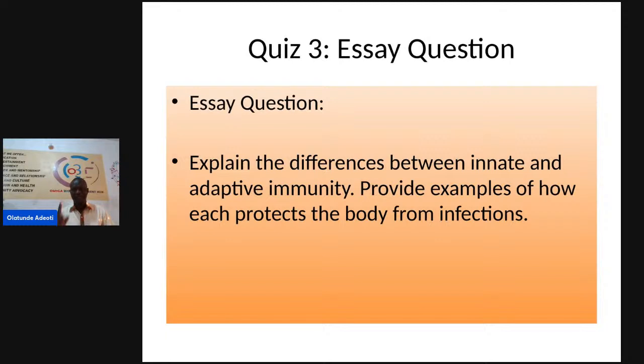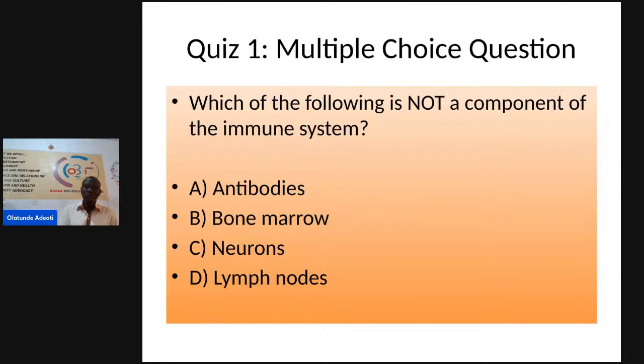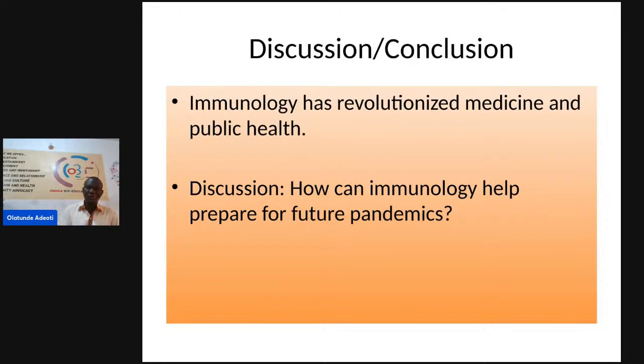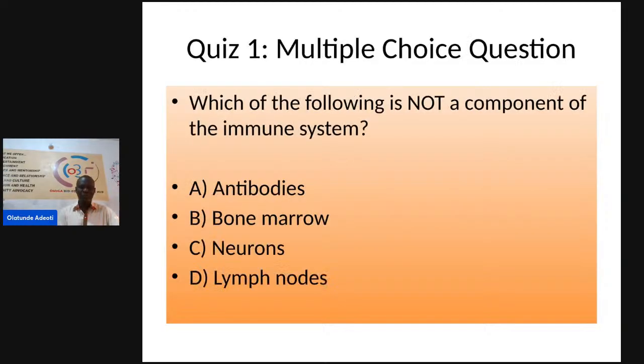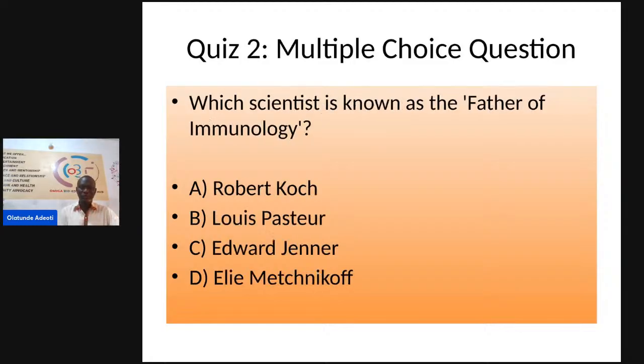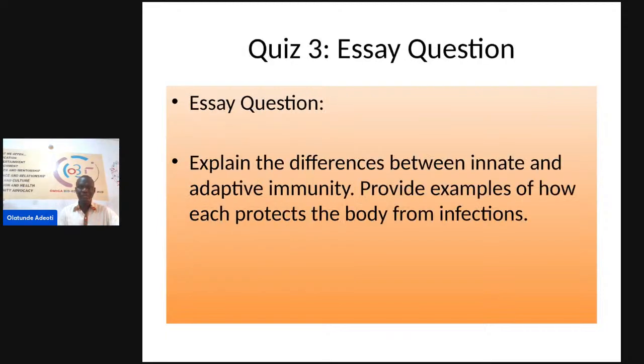Don't forget that the first question is going to be on discussion. Discuss how immunology can help prepare us for a future pandemic. For example, if there's going to be another pandemic like HIV, how can immunology help us to be able to predict that? Then you should provide an answer to this. You pick the best option for it. Then quiz two, you also pick the best option, and you should be able to answer this question correctly. So thank you for your attention.